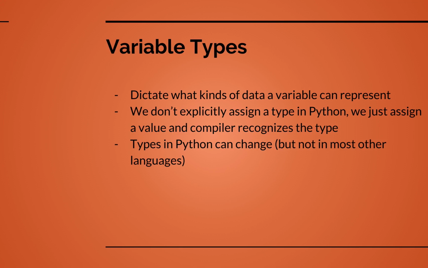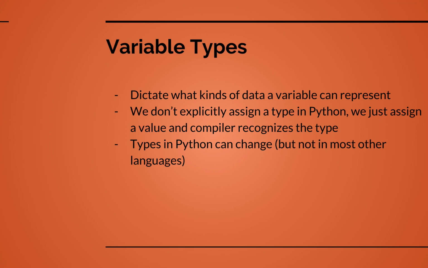So we know that types dictate the kind of data that a variable can represent, and we know that we don't explicitly assign a type to Python variables. So that means when we create the variable, we don't say, for example, this is an integer variable, this is its name, equals something. We simply write the name equals some integer value, and then Python knows that we're talking about integers. So that's one way that this is very different from other languages.